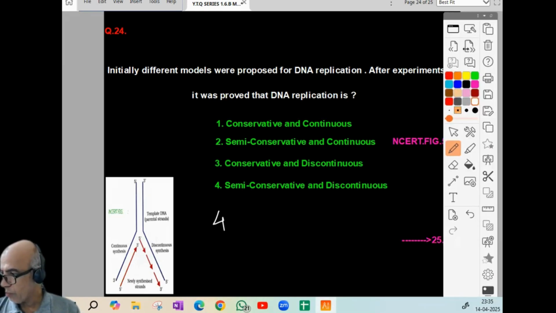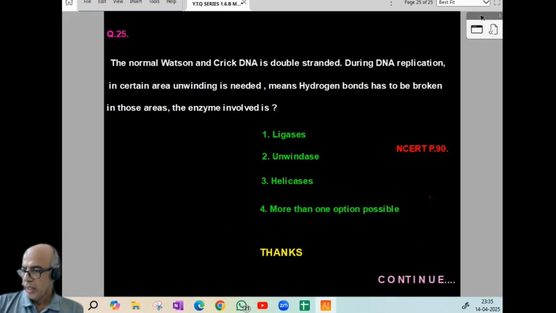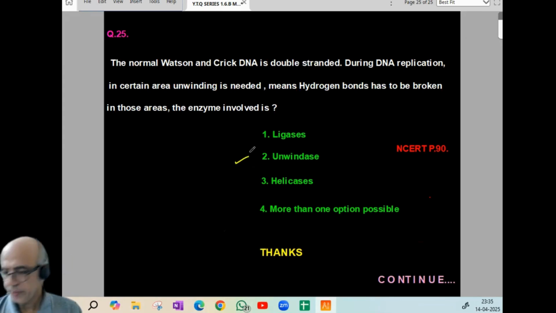Now coming into 25. When we proceed with question number 25, normal Watson-Crick DNA is double-stranded. During replication, in certain areas unwinding is needed, meaning hydrogen bonds have to be broken in those areas. The enzyme involved is not ligases. Ligases will be uniting, so that is not possible. So it can be unwinding enzymes, otherwise called helicases. So totality, more than one option correct. Option is 4.